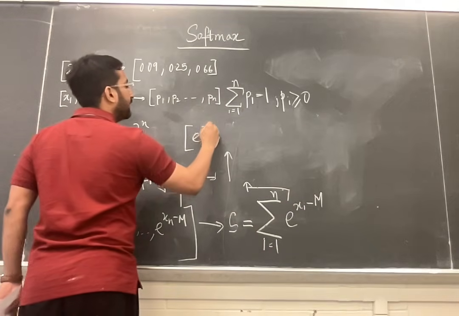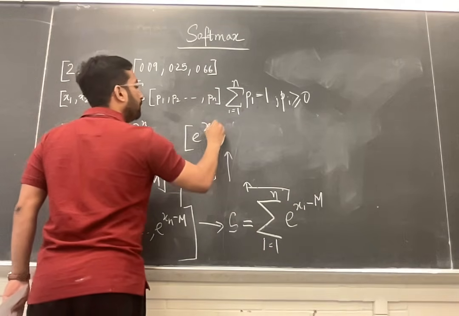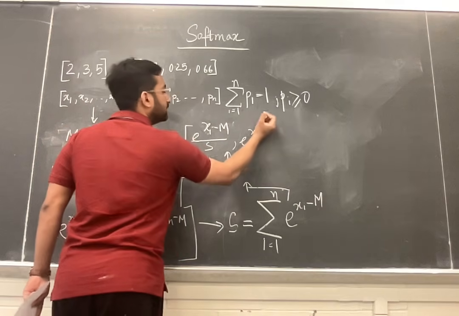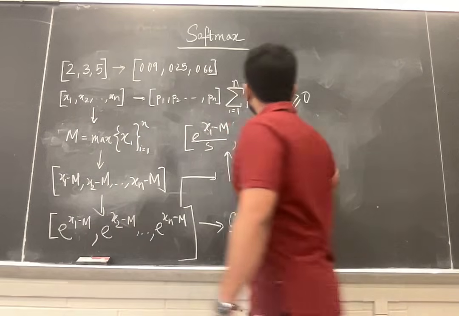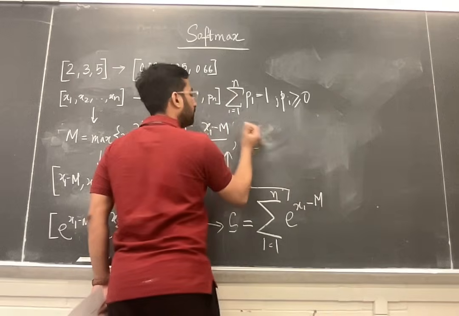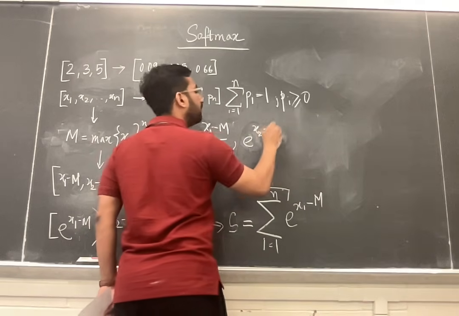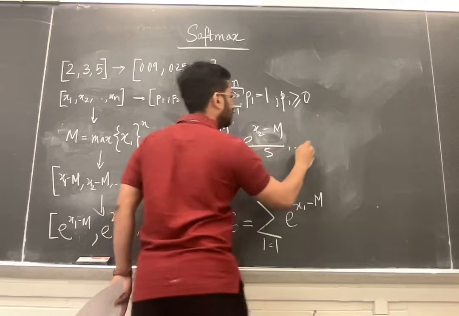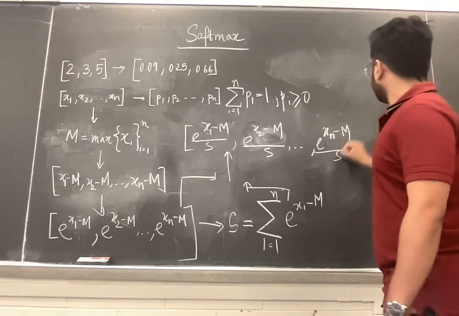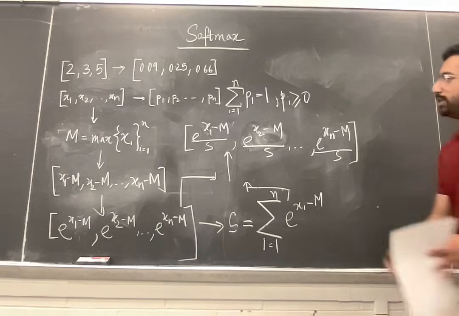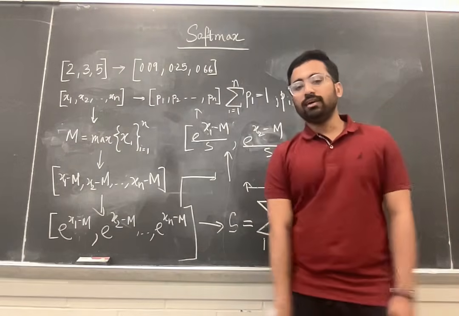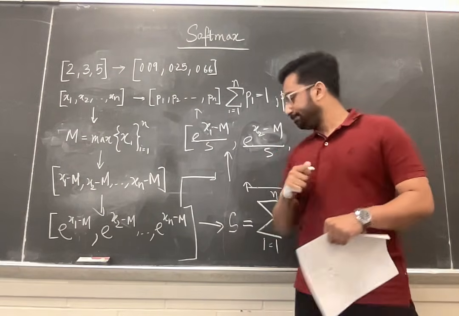e to the power xi minus m divided by s, e to the power x1 minus m, x2 minus m by s, e to the power x2 minus m divided by s, dot dot dot, e to the power xn minus m by s. Okay, we do the steps and then we get this turns out to be probability, and we also settle down the computational aspect. What's next?